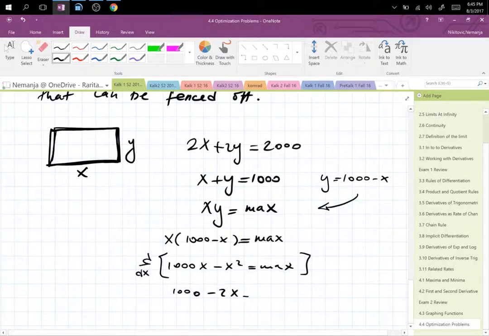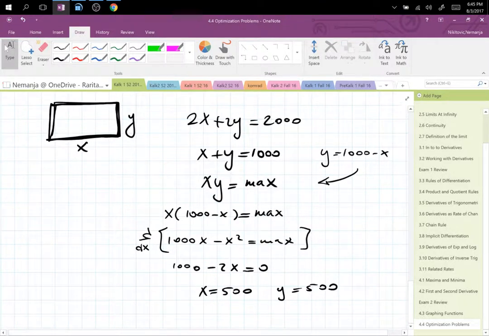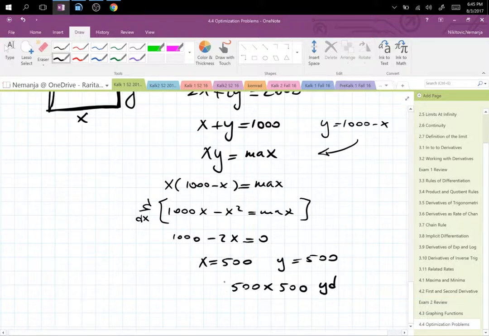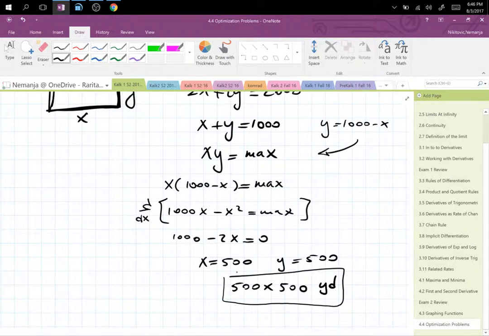1,000 minus 2x equals 0. x is 500, and then eventually y is 500. So dimensions are 500 by 500 yards. The units are going to be, there will be points assigned to units. So this problem is the same.